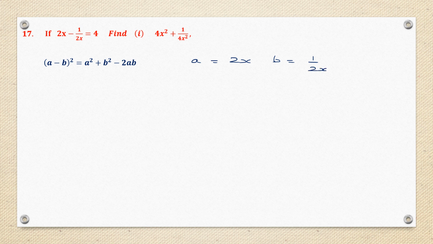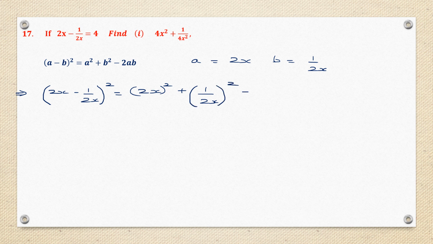So wherever we have a, we're going to write 2x. Wherever we have b, we're going to write 1 by 2x. So let's write that now. (A minus b) the whole square. That is, a is 2x minus b is 1 by 2x. So this is a minus b, and now they're saying square of this, which is equal to a square. And what is a? A is 2x. Now the whole square plus b square. B is 1 by 2x the whole square minus 2ab. 2 into a, that is 2x, into b, which is 1 by 2x.